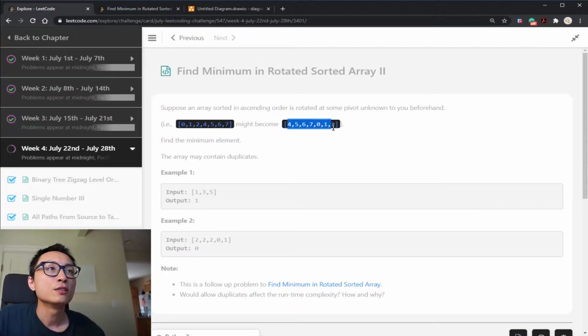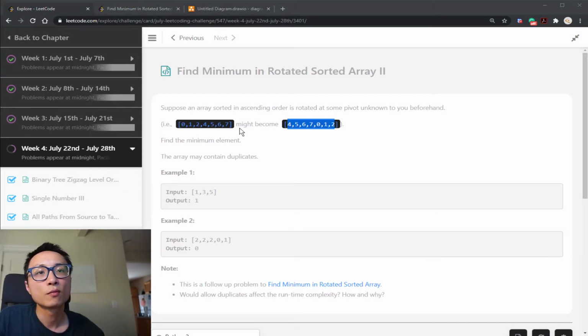Now this array is rotated sorted, so it's not fully sorted, but it's not totally unordered. It's in between unsorted and sorted. So the algorithm we are looking for should have a runtime in between constant time and linear time. That leads us to logarithmic time. To find a value inside an array in logarithmic time, it's pretty clear we're looking at binary search.